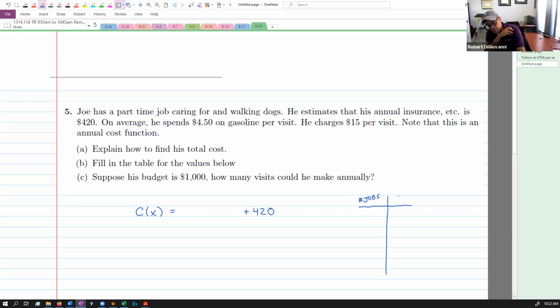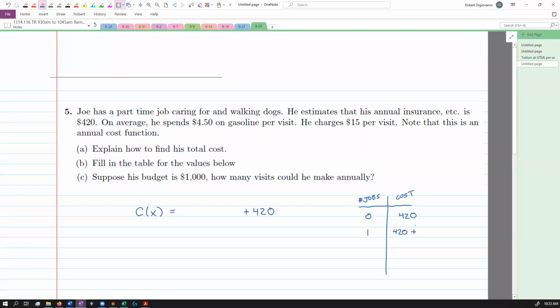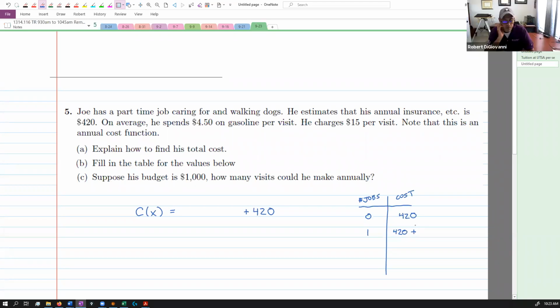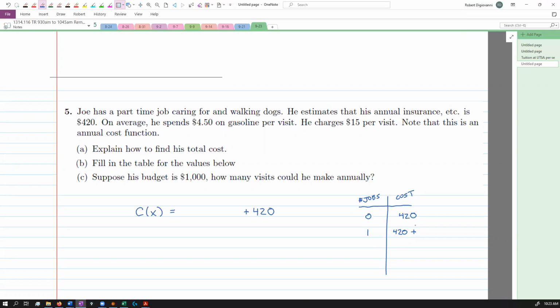Okay, so number of jobs, and then this is going to be the cost. So if he does no jobs, 420, hold on. If he does one job, what did you say it would be? It's 420, right? Technically 1150. So you're getting 1150 from saying $15 is how much he's going to earn, but he's got to put out how much in gas? 450, right? So that's where you're getting the 1150 from. Does everyone understand that? Okay.